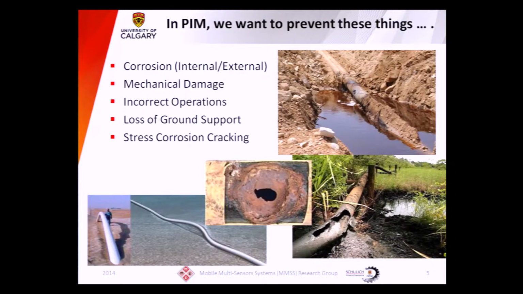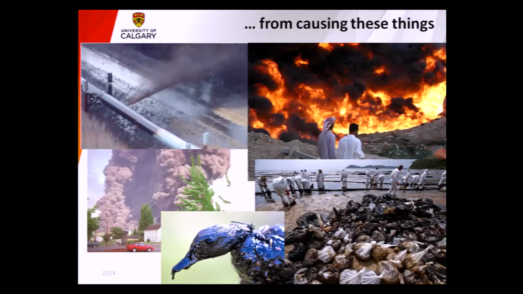So the overall idea is that we're trying to prevent these issues of the pipeline from causing things like environmental issues, fires, and leakage that can affect people around them. It can actually affect the animals and inhabitants around them. It can also affect the water around them, and so on.